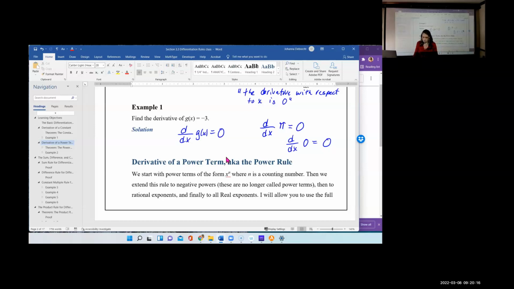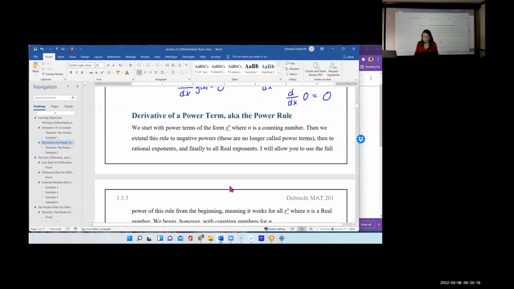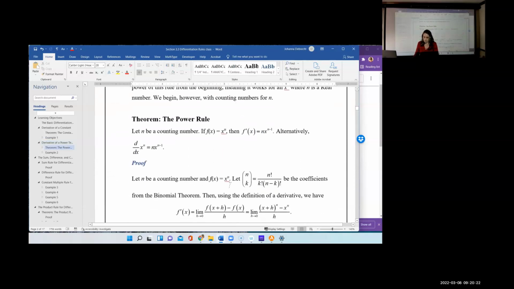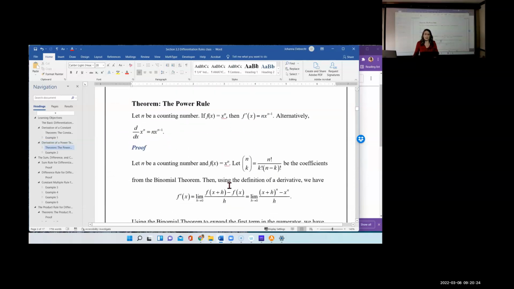All right. Now we want to talk about the derivative of a power term, or the power rule, which is if you have something that looks like x to the n. So if you have something that looks like x raised to a power, the power rule is kind of weird, but you'll get very used to it because you're going to use it hundreds of times between now and the end of the semester. You pull the power to the front, and then you reduce the power by 1.